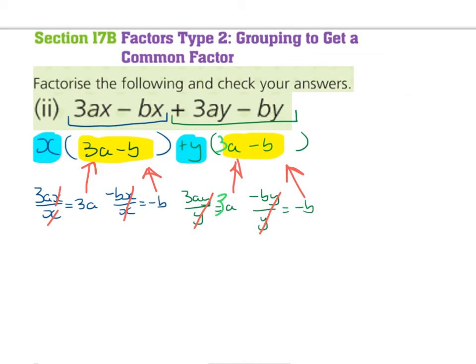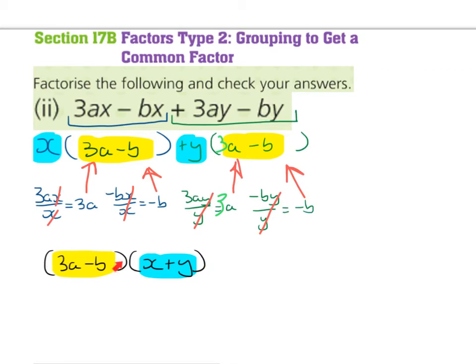So hopefully you notice that we have 3a minus b in the first bracket and 3a minus b in the second bracket, which means we're on the right track. So to finish off our answer, we write out an empty set of brackets, and inside it we put 3a minus b. And then we write another empty set of brackets and we put into it x plus y. Don't forget the plus. And that's our answer. So we were asked to factorize, so we ended up with 2 sets of brackets as our answer. Very, very important when you're asked to factorize, you must have brackets in your answer.